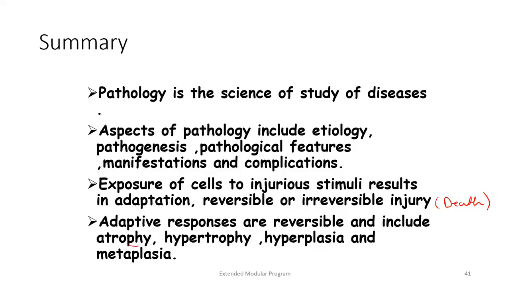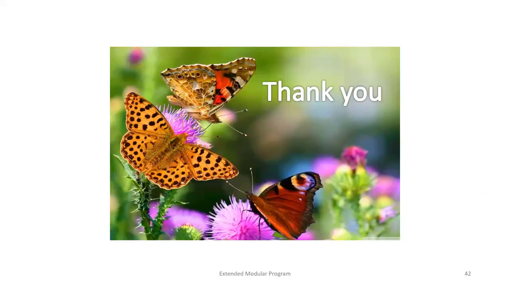Exposure of cells to injurious stimuli results in adaptation, reversible injury, or irreversible injury, or cell death. Adaptive responses are reversible, include atrophy, hypertrophy, hyperplasia, and metaplasia. Atrophy, hypertrophy, hyperplasia may be physiologic or pathologic. Metaplasia is always pathologic. Thank you very much.